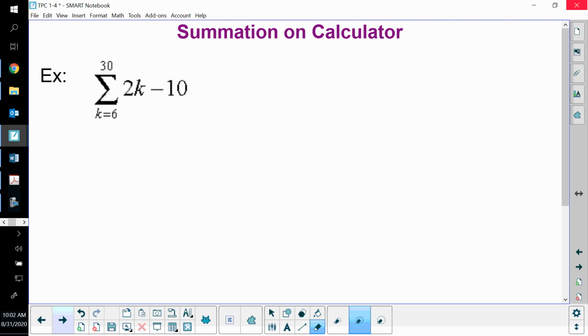Now on your homework, I'm going to want you to actually write out each thing that gets subbed in. But this is an example of why it's helpful to have that calculator button. In this example, we would have to sub in 6, and then plus. Then we would sub in 7, and then plus. And then we'd have to sub in 8. And we'd have to go all the way to 30. Well, that would be a lot of writing out. So that's why we have the calculator button for those really long summations.